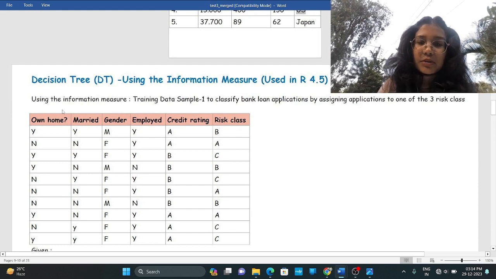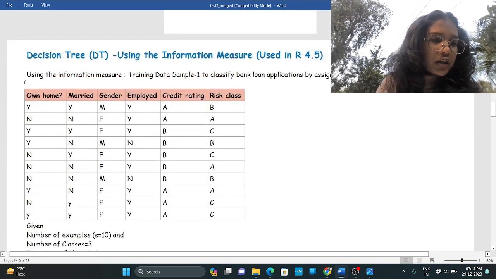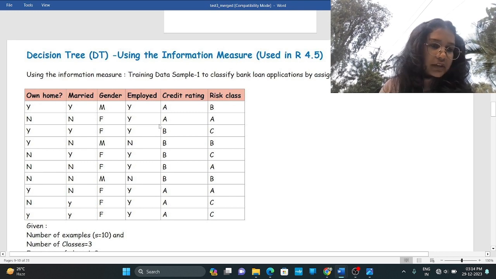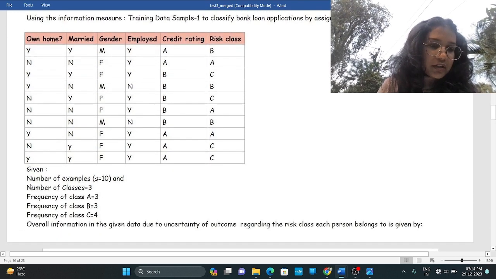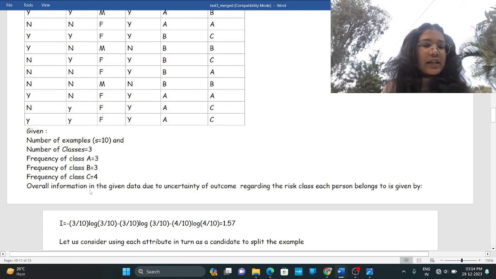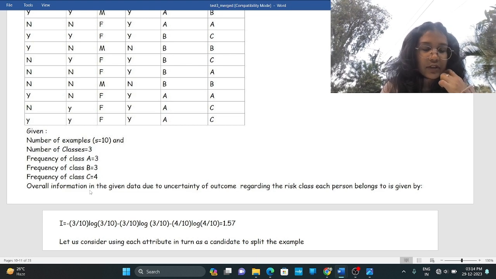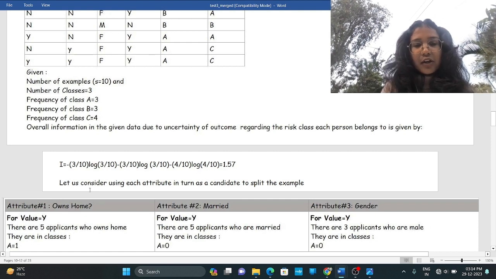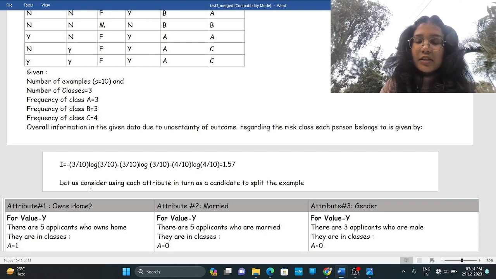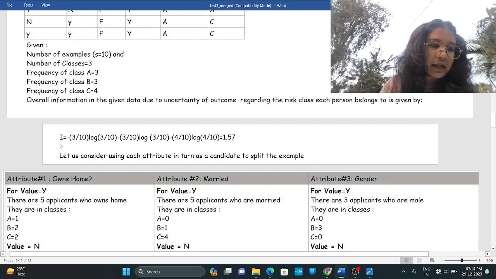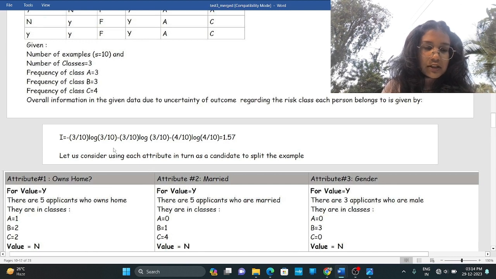Decision tree using the information measure. Using the information measure, training data sample 1 to classify bank loan applications by assigning applications to one of the three risk classes. Here we have the table given, number of examples is 10, and number of classes is 3. Frequency of class A is 3, frequency of class B is 3, and frequency of class C is 4. Overall information in the given data, due to uncertainty of outcome regarding the risk class each person belongs to, is given by the information which is present on the screen.